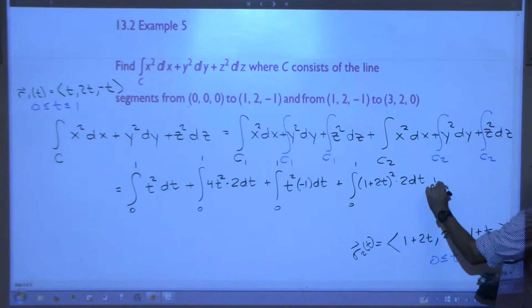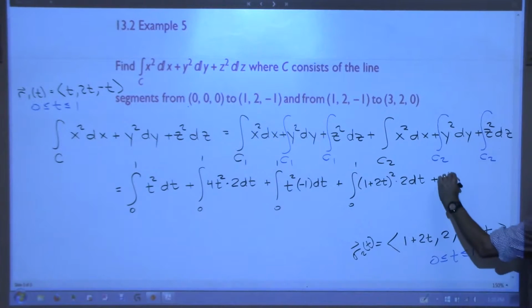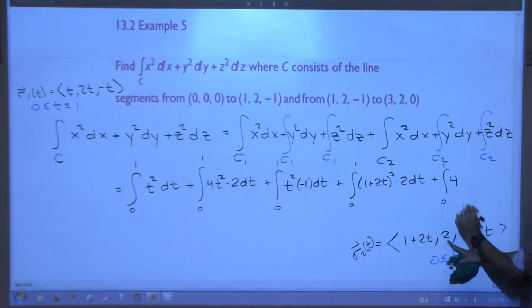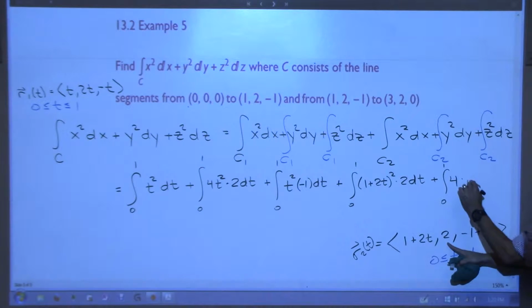Plus this integral, 0 to 1 again. y squared, which is just this. What's going to happen? 4 times... what's the derivative of that? 0, because it's a constant. 0 dt. So that integral is not going to contribute at all.